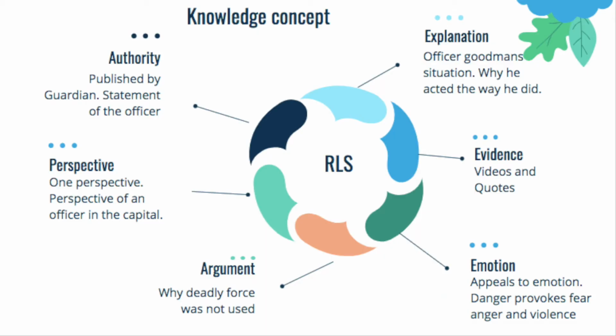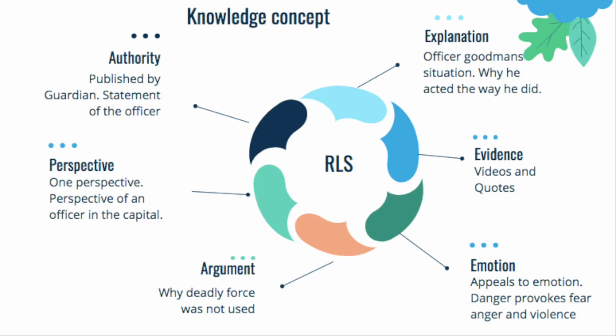There were 6 main knowledge concepts that were extracted from this real-life situation. The first knowledge concept was of explanation. The article explains the situation that Officer Goodman was in and how he was able to handle it. It also explains why he chose not to use deadly force and how he was able to distract rioters. The evidence provided inside the article is a video of Officer Goodman distracting rioters and quotes that provide a testimony of people who saw the actions of the officer and how they feel about him distracting rioters instead of using deadly force.